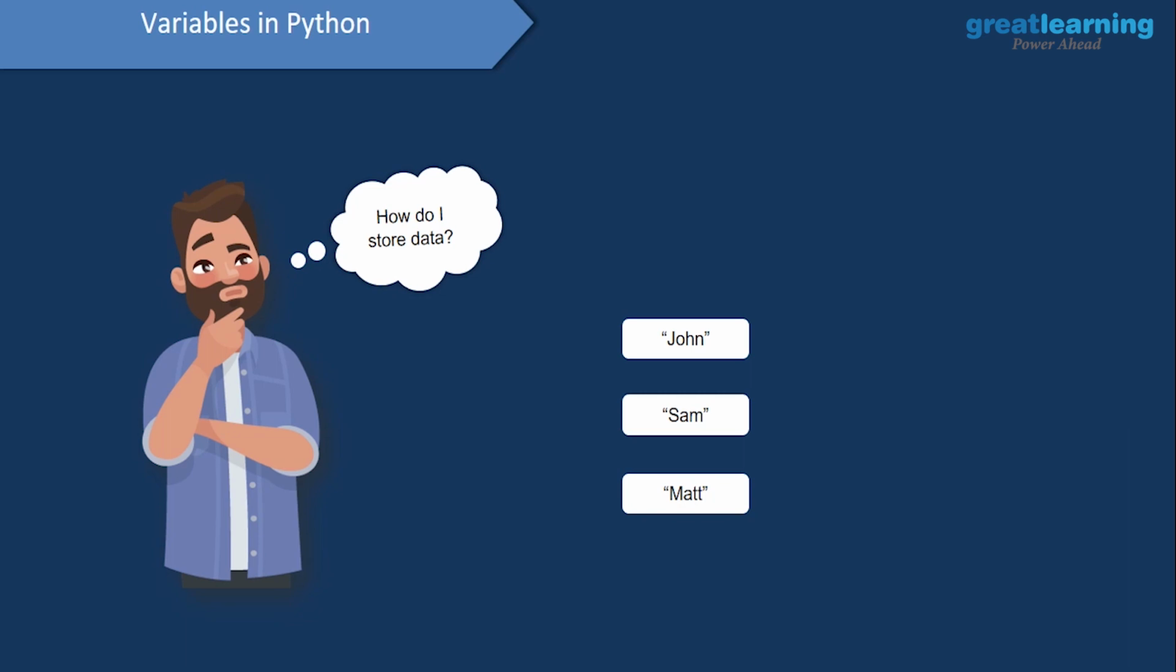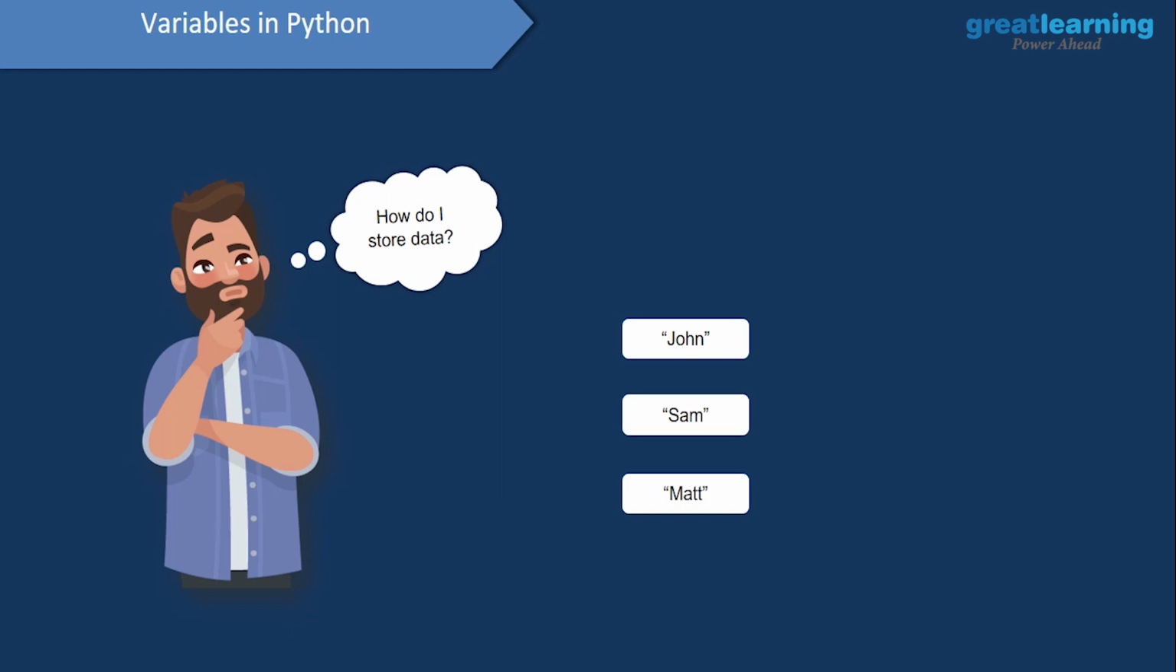So let's start off by understanding what exactly are variables in Python. Now, when you work with any programming language, your first task needs to be to work with data, isn't it? So whatever programming language you're working with, you are essentially working with data. But the question over here is, how do you actually store the data that you work with?